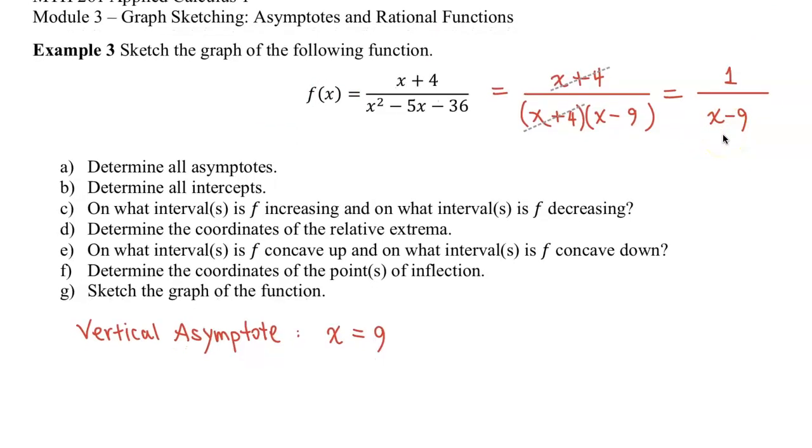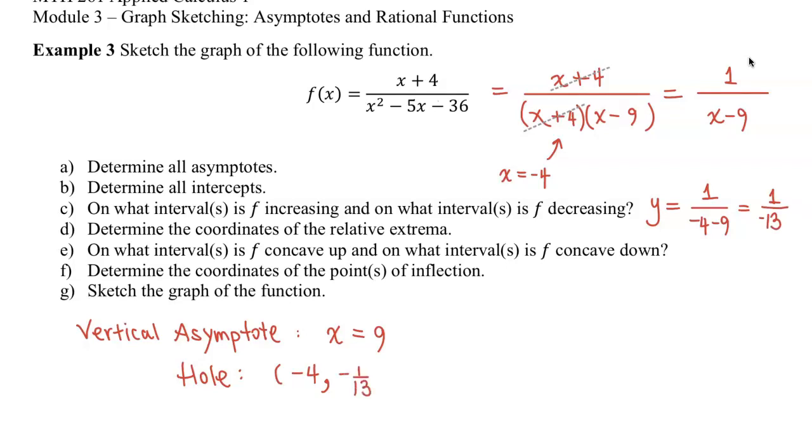It also has a hole. I'm going to mention that, okay? It has a hole at the x value of what got canceled out. The x plus 4 got canceled out, right? So we have a hole at x equals negative 4. The x coordinate will be negative 4. But what will be the y coordinate if I plug in negative 4 into this function? I will get, because I'm trying to find the y value here, 1 over negative 4 minus 9, which is 1 over negative 13. So we have a hole at negative 4, negative 1 over 13.